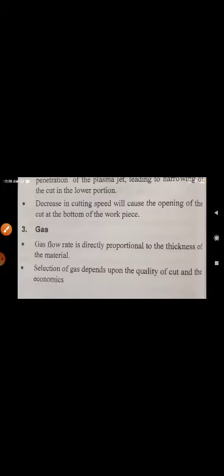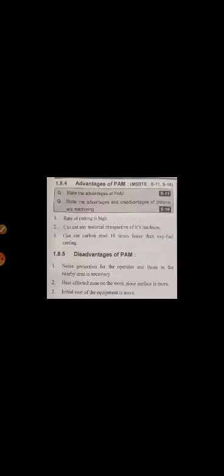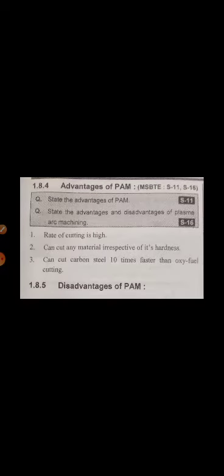Then gas flow rate is directly proportional to the thickness of the material. Selection of gas depends upon the quality of the cut and economics. Okay, these are the things to be controlled with the gas. Then, what are the advantages of plasma arc machining, disadvantages, and its application?